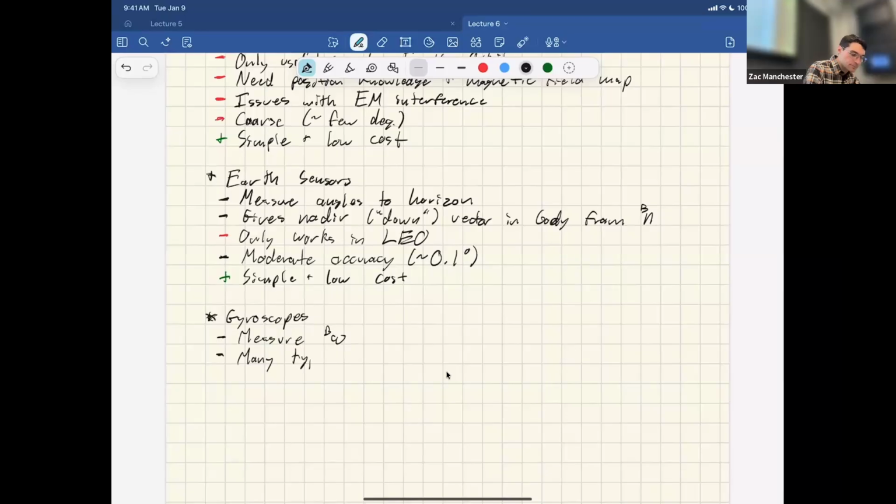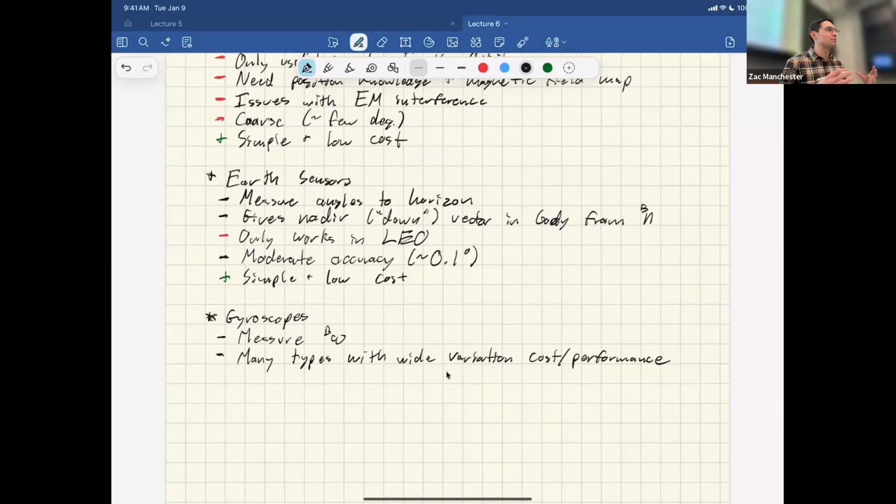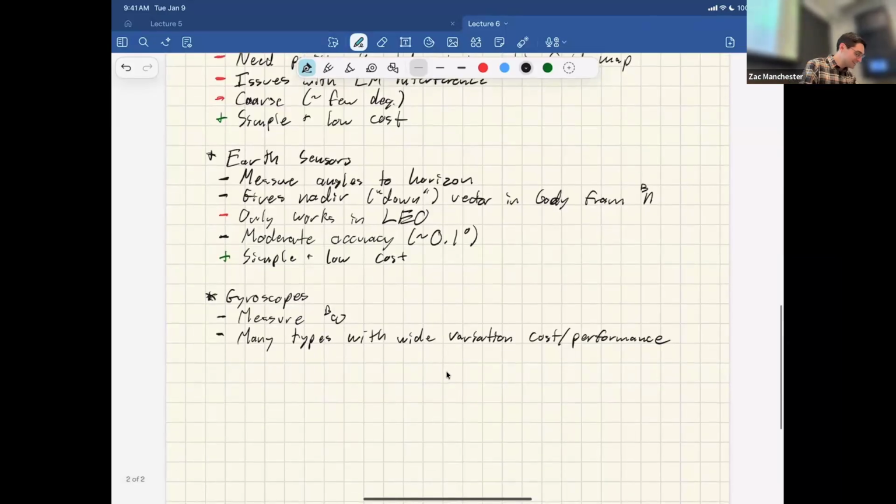So, huge variation in cost and performance. What else is there to say about this? There's also some fun things. There are some open source projects online where people have made boards with like 40 cheap gyros and filter them together to get the angular random walk, the noise, down, which is kind of cool. I'm kind of into that.